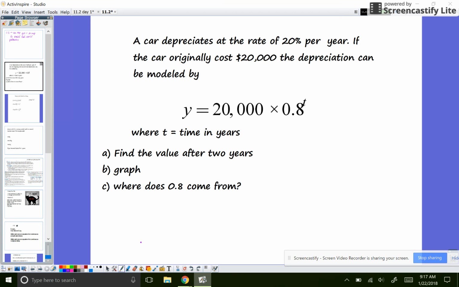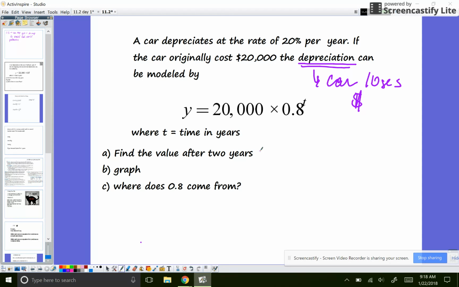So a car depreciates at a rate of 20% per year, and if the car originally cost $20,000, the depreciation can be modeled like this. So depreciation just means that the car loses money, or value, really, I should say. It doesn't lose money, but it loses value. So part A says find the value after 2 years. So hopefully something that you would do while you're taking notes is to pause the video and try to find the answer before me. I do have the answers written down in my notebook.